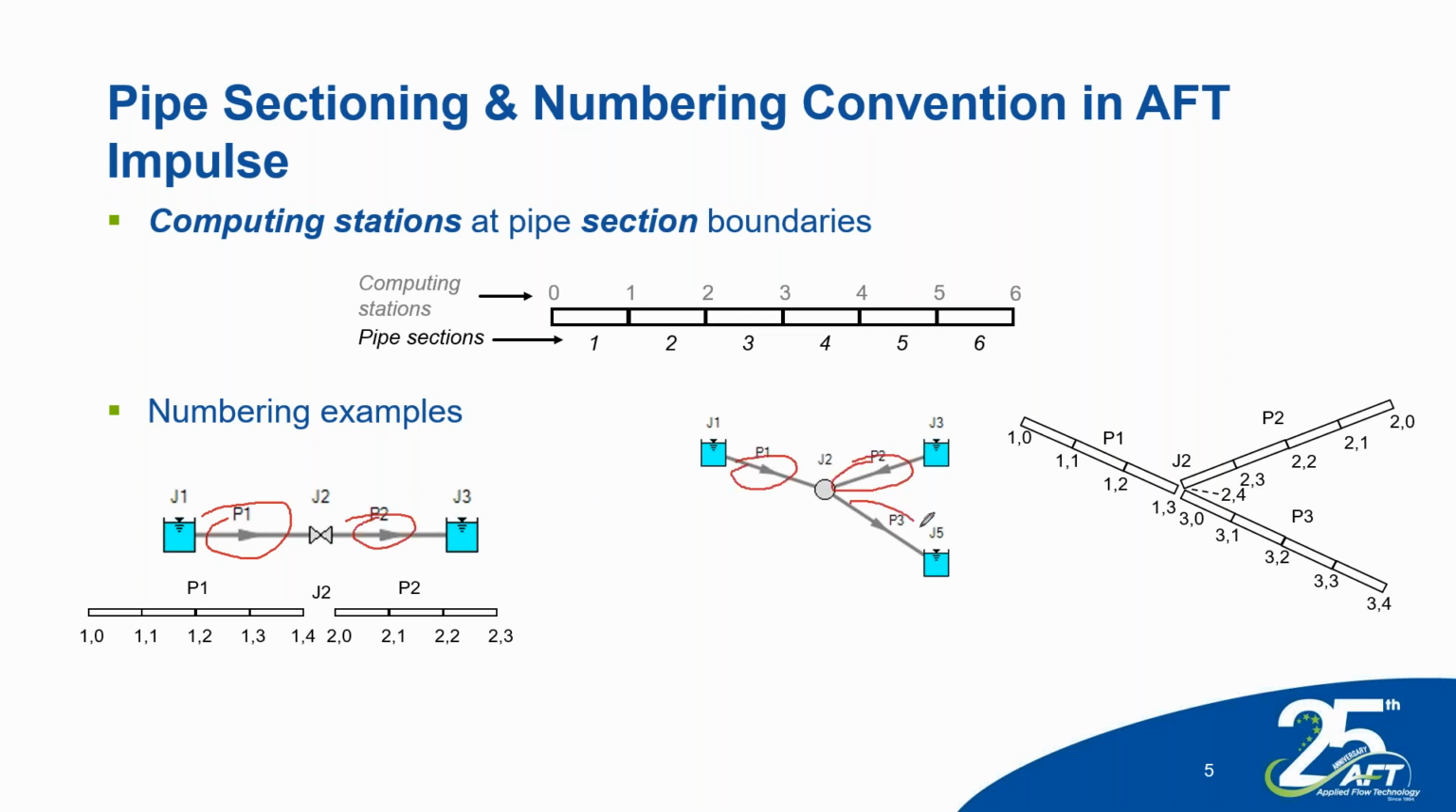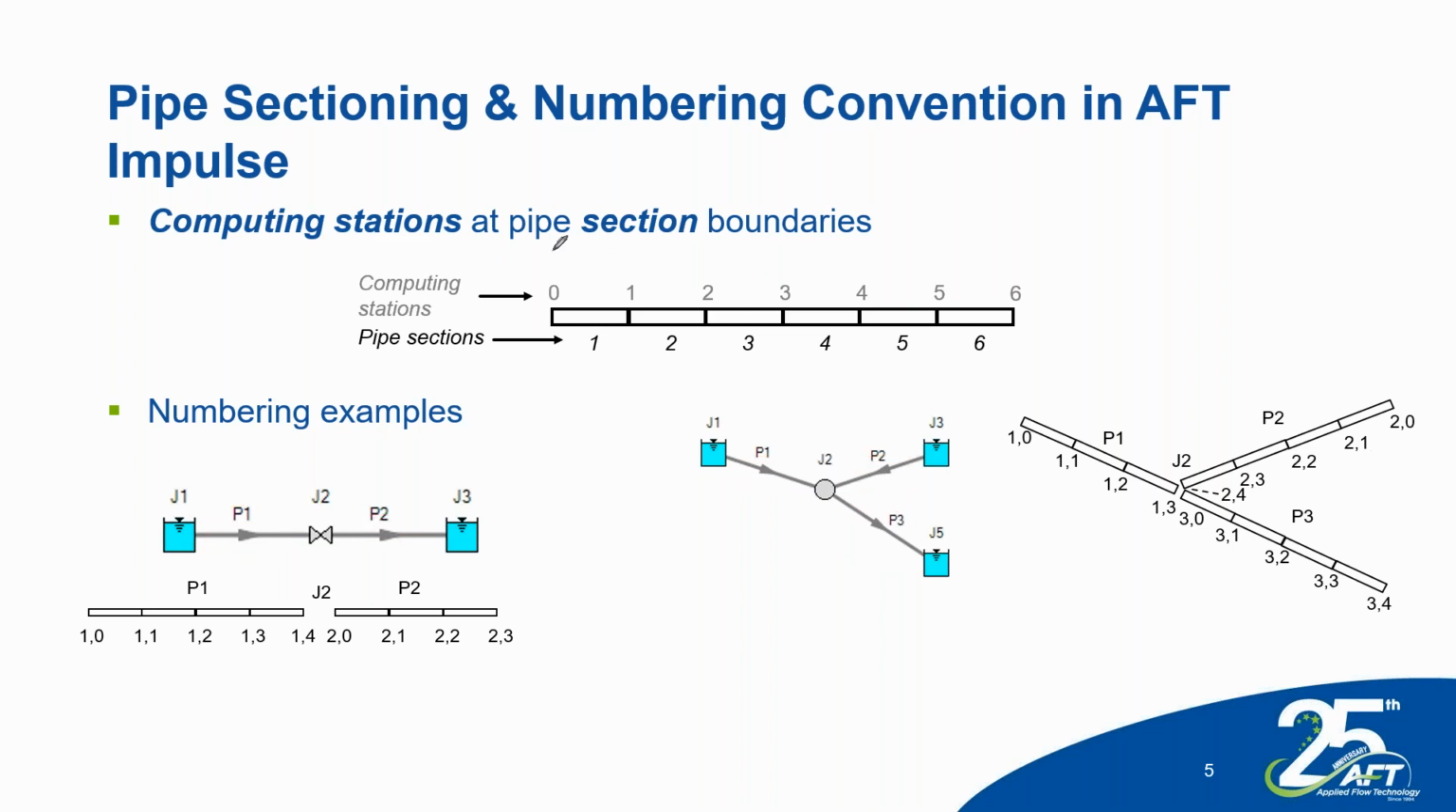And the reason why the pipes need to be broken up into bits is for the transient pressure and flow calculations. I'm going to talk about that in the next couple of slides. So each of the pipe sections are going to be equivalent in length. They're all going to be the same length.